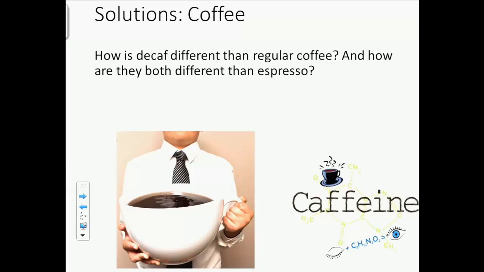So to begin with, let's talk about solutions. One solution that we're looking at here, where this giant cup that this guy is holding down here, is of coffee. So let me ask you the question. If you were to wake up in the morning and you're used to drinking espresso, what if somebody switched you out and gave you decaf? Would you be angry? Would you notice? I think you would notice.